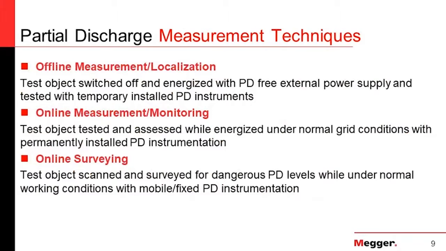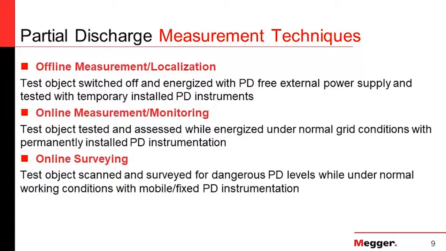Okay, measurement techniques of partial discharge when it comes to offline and online. We have offline measurement and localization techniques, for which we have to switch off and isolate our insulation and put in our auxiliary and external power supply, which should be PD free, or the PD level should be below the anticipated PD of the equipment. And then we energize the test object and measure the PD.